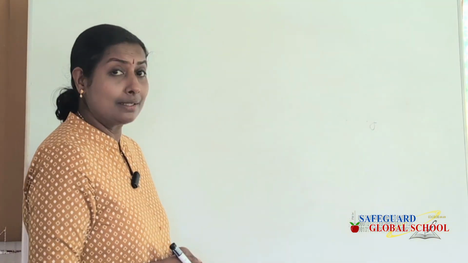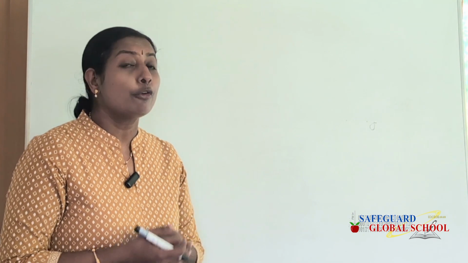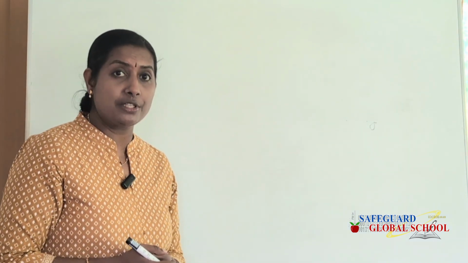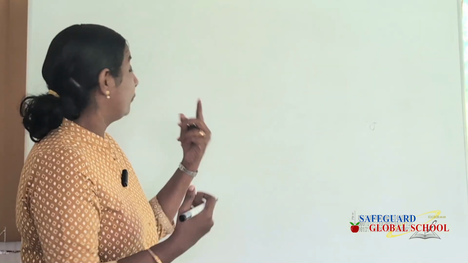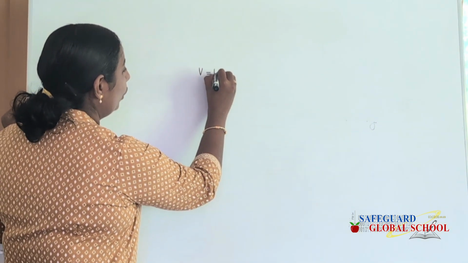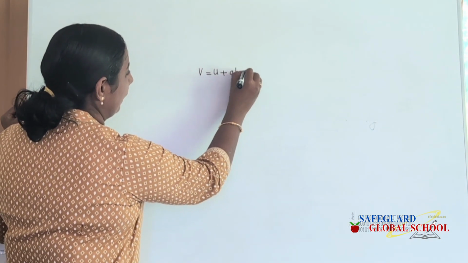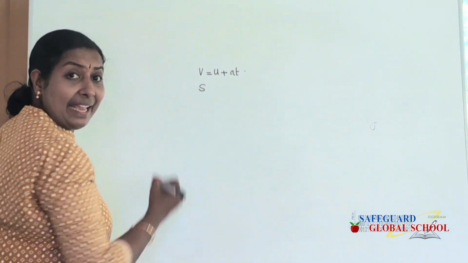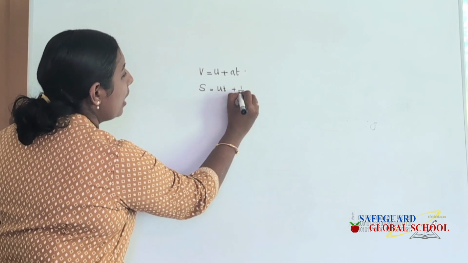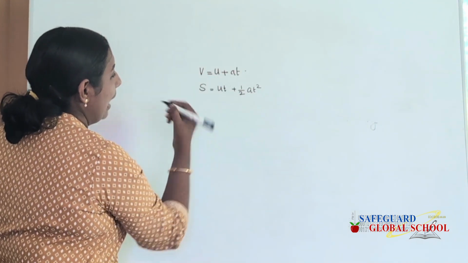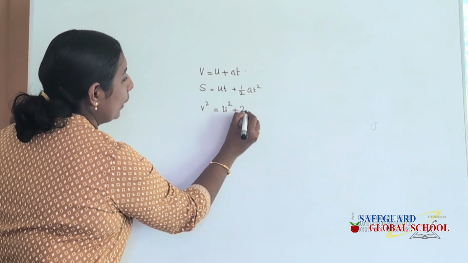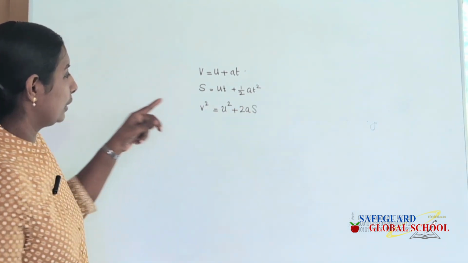Now let us discuss the equations of motion for bodies under free fall. What are the equations of motion that you have studied in the first chapter? I am going to write them. V is equal to U plus AT. Then the next equation: S is equal to UT plus half AT squared. And the other is V squared is equal to U squared plus 2AS. You have the usual meaning for these equations.